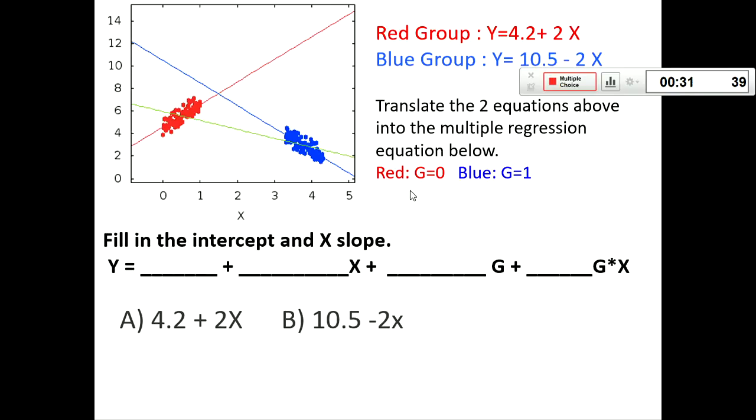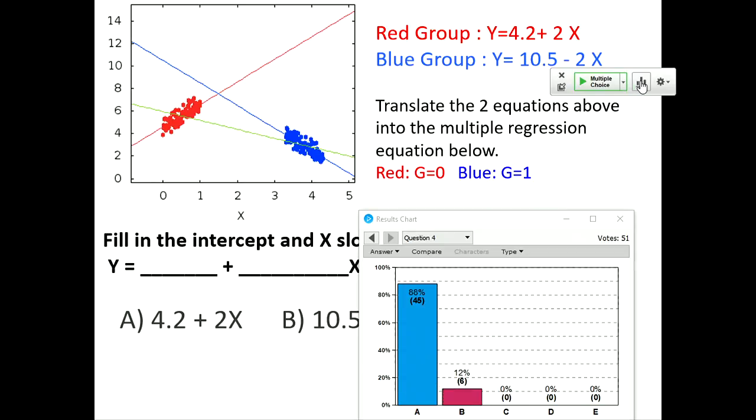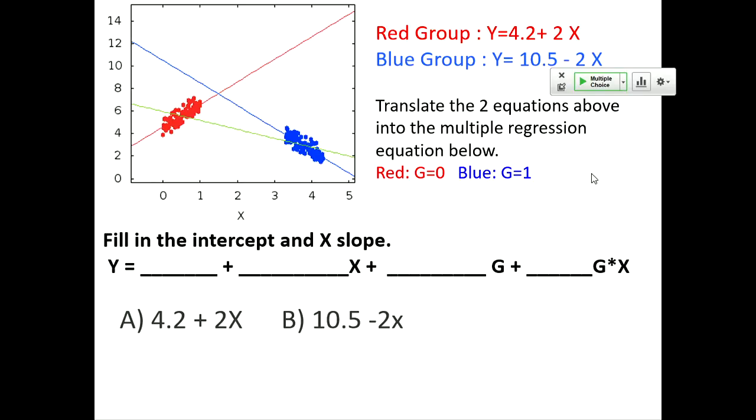The key is to fit this group first because G is 0. So this whole thing doesn't matter. So pretend that didn't exist and fit this one first. Okay? All right, we're going to stop it and see if you did it. Great. Okay, so now let's do the next one.